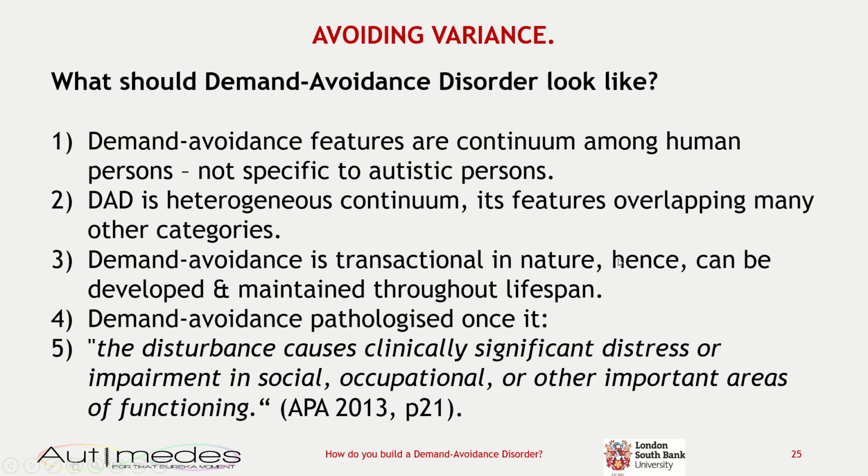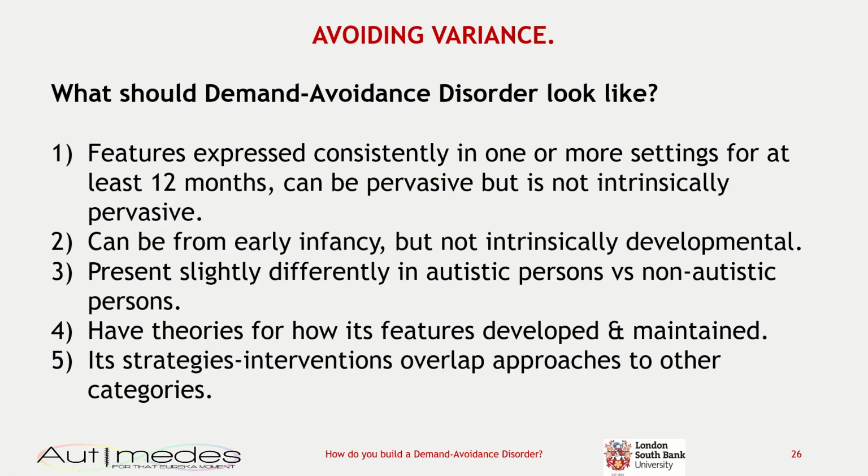Demand avoidance is transactional in nature, hence can be developed and maintained throughout the lifespan. So, I'll get onto that a bit later. Demand avoidance literally becomes pathologized once the disturbance causes clinically significant distress or impairment in either social, occupational, or important areas of functioning. So, yeah, I would suggest that the features need to be expressed consistently in one or more settings for at least 12 months.